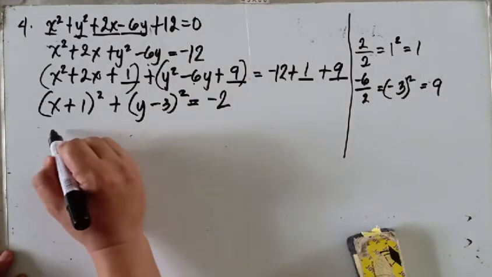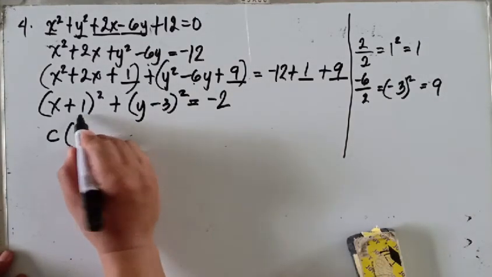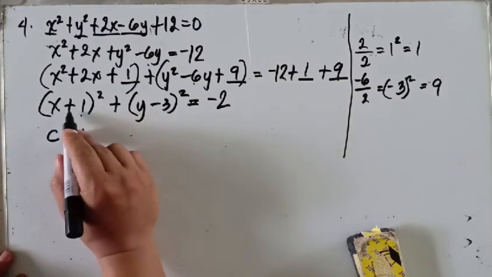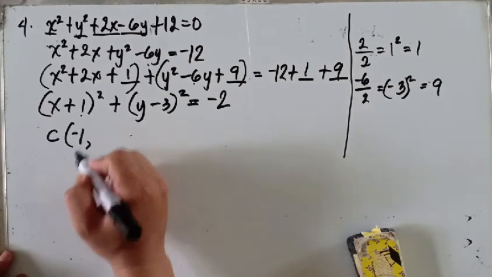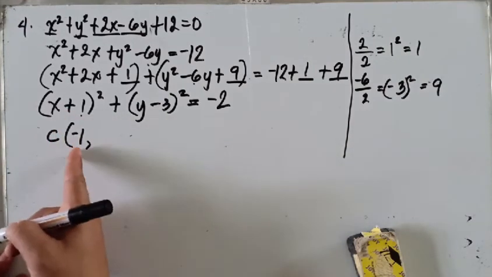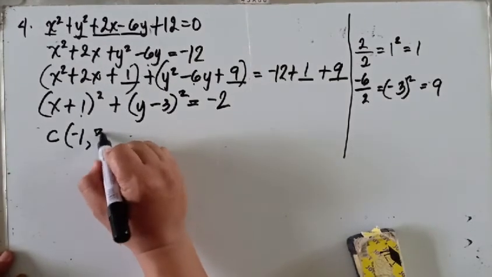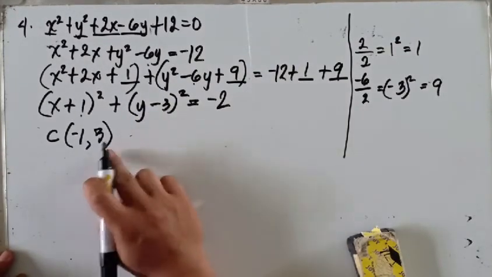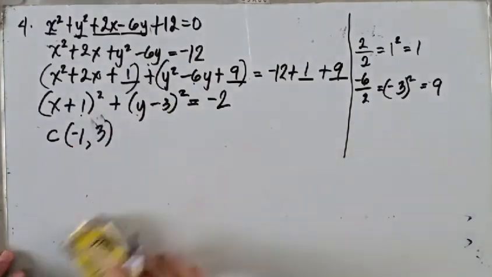Now, what is the center of the circle? What is the value of h? It's negative 1. Take note, it's plus. It should be minus for us to write 1. But since it's plus, take the negative. How about the value of k? Yes, it's positive 3. It's minus. So the value of k is positive 3.